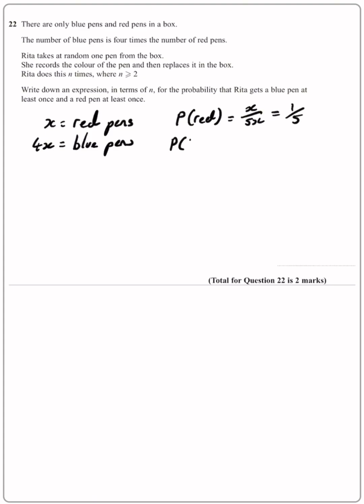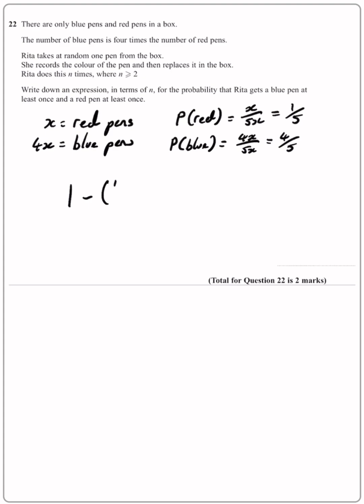And the probability of picking a blue pen is going to be 4x over 5x, which is 4/5. Now, to work out the probability of having at least one of each colour, I'm going to subtract the probabilities of it being just one colour, for reds and for blues, and then subtract that from 1.